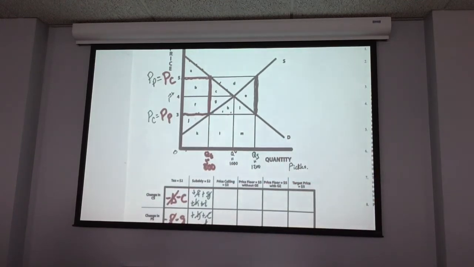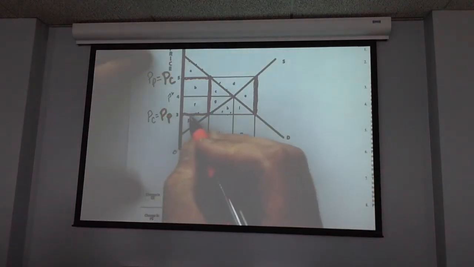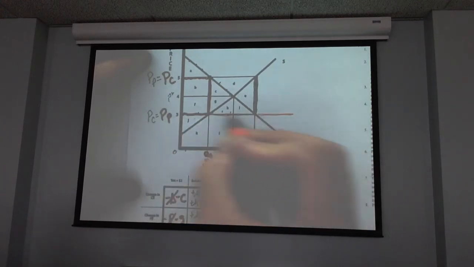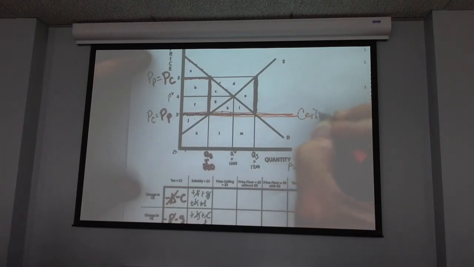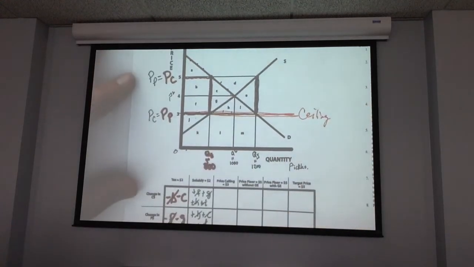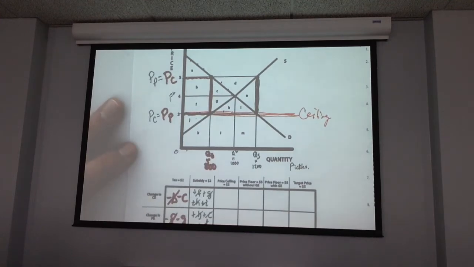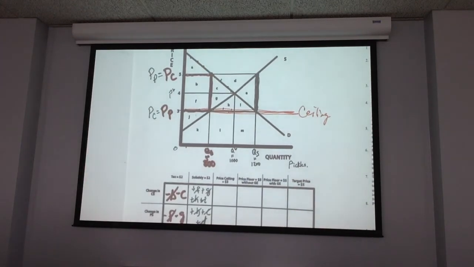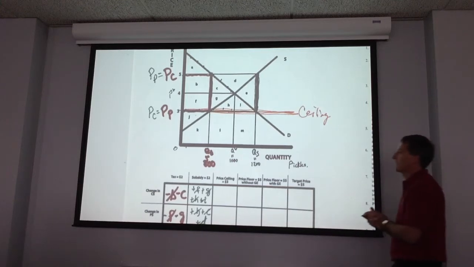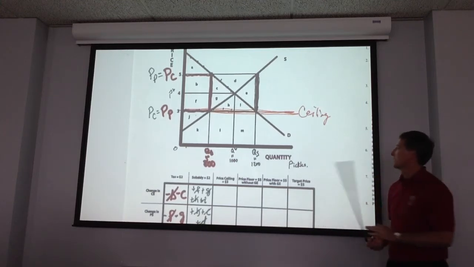Okay, hold on, let's get that down first. So let's draw the price ceiling in here. We're kind of mixing a bunch of policies, but there's a reason for my madness here. So let's say that's the ceiling price. And we already identified there's going to be a shortage. So what is the change in consumer surplus? The change, again from the free market ABC, what is the change in consumer surplus?